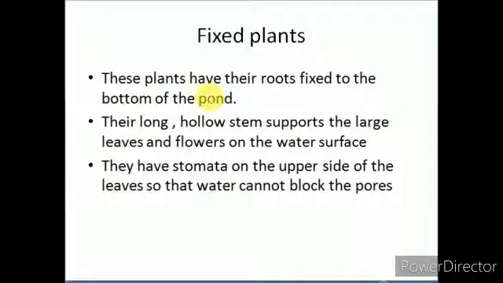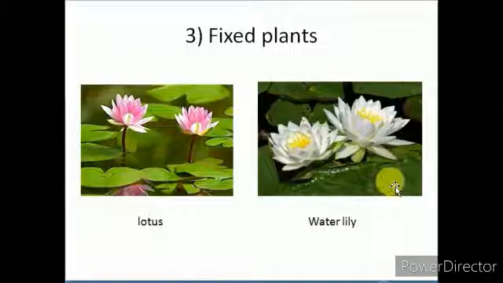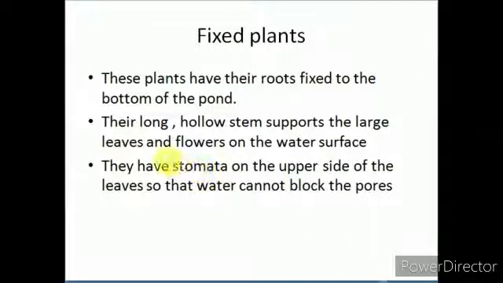Unlike the underwater plants and free floating plants, these plants have large leaves and flowers on the water surface. Their long and hollow stem supports the large leaves and flowers on the water surface. As the leaves are on the water surface, they have stomata. They have stomata on the upper surface of the leaves so that the water cannot block the pores.